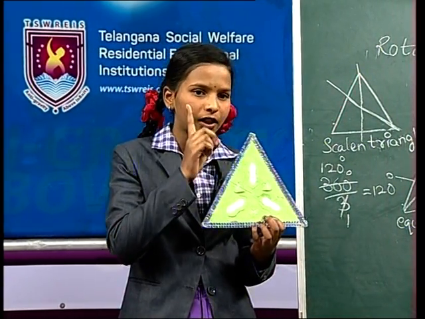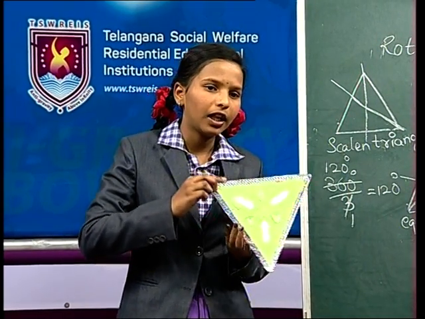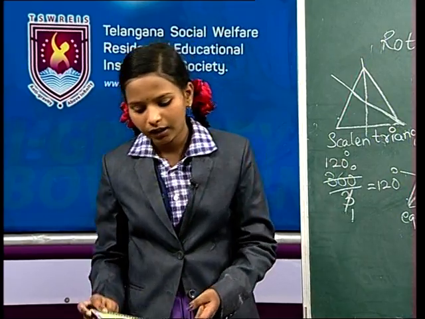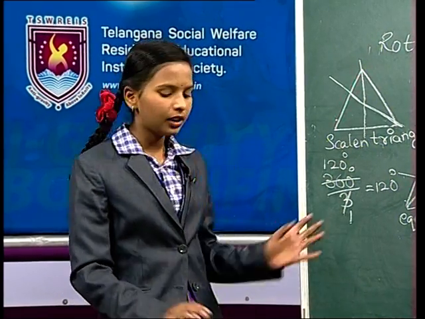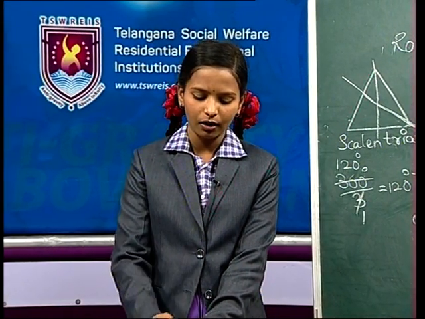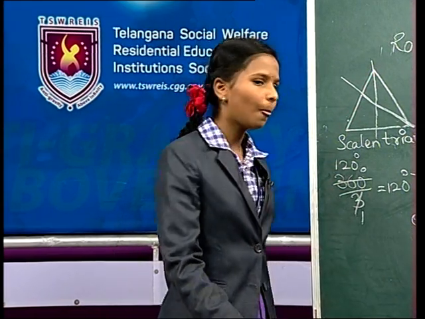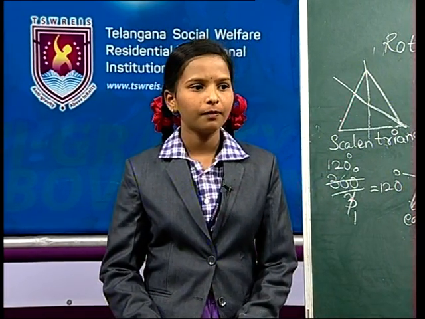Why? Because if we rotate like this, it is one order. And if we rotate like this, it is second order. If we rotate like this, it is third. So this triangle has three orders. That means it has 3 orders. For this, why do we have 120 degrees? So okay, friends.